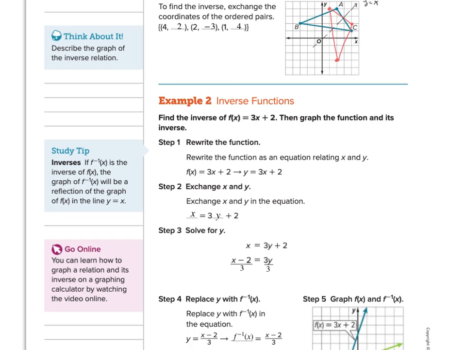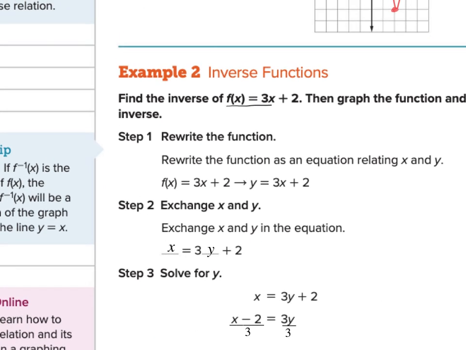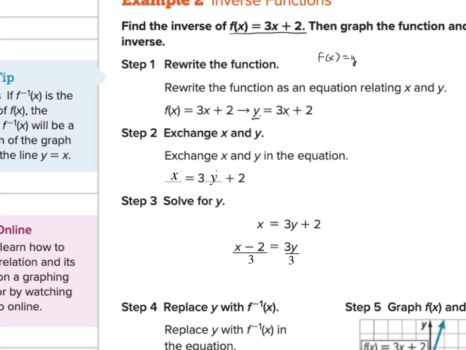Inverse functions now. To find the inverse function, then graph the function and its inverse. Rewrite the function. So they started with f of x is 3x plus 2. It says rewrite the function as an equation relating x and y. So we basically say, hey, f of x is going to be equal to y. And we replace that. So there we go, we replaced f of x with y. And then we exchanged the x and the y variables. So we had y and x, now we have x and y. So we swapped those.